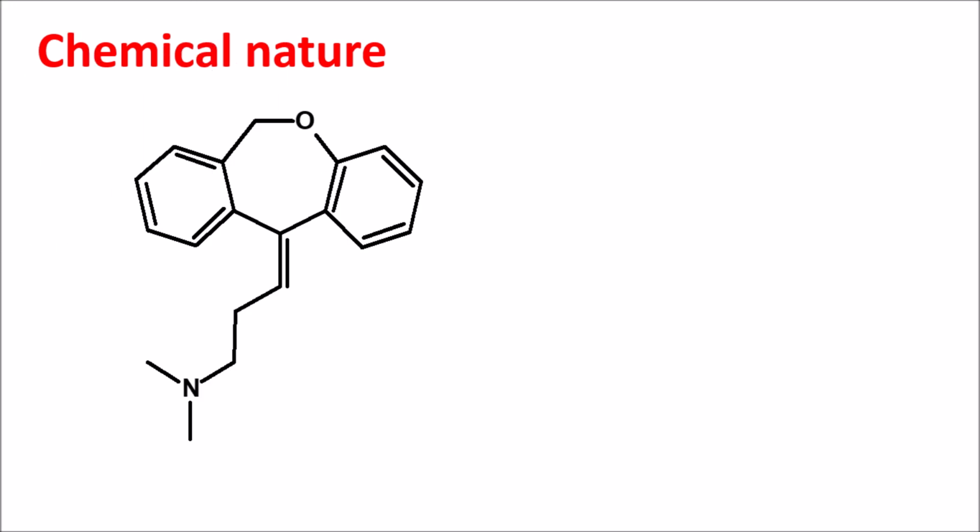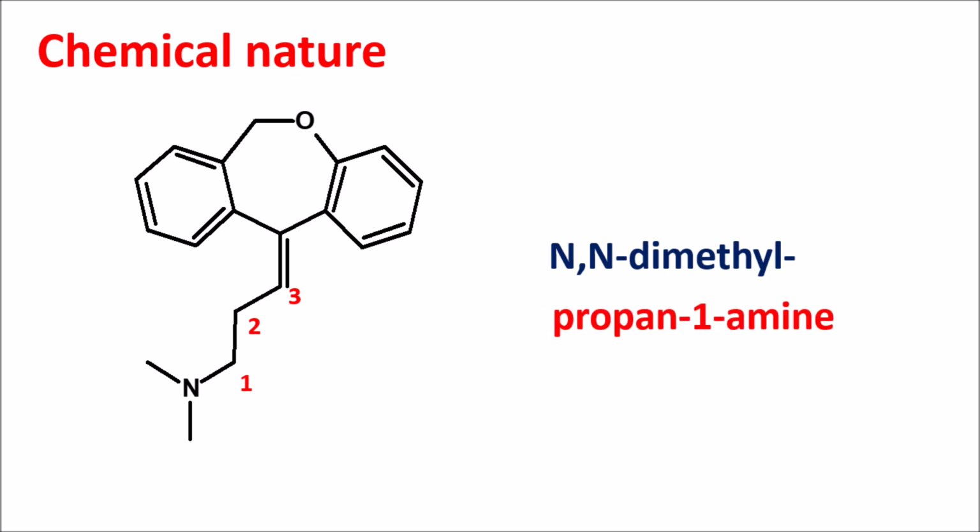Now let us see the chemical nature of this medication. So this is the structure of doxepin. Here we can clearly observe the amine group in the side chain. Let us give the numbering. This is 1, 2 and 3. Simply it is a propanamine with methyl groups on the nitrogen. So N,N-dimethylpropan-1-amine.